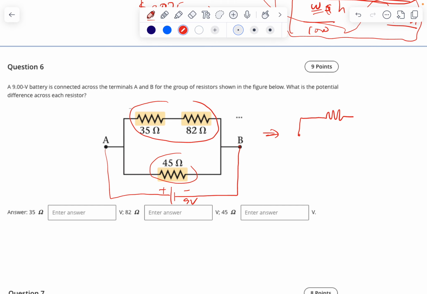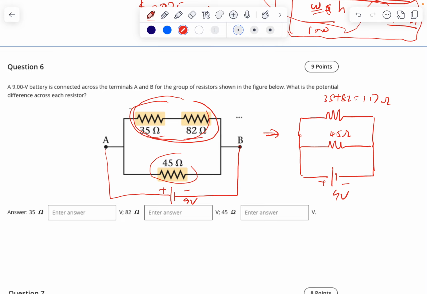First you combine them together. This will be 35 plus 82, because 35 and 82 are connected in series, which equals 117 ohm. So we have 117 ohm and this 45 ohm connected together in parallel to 9 volts. Because they are connected in parallel, the voltage is the same. So here you have 9 volts, and here you have 9 volts.